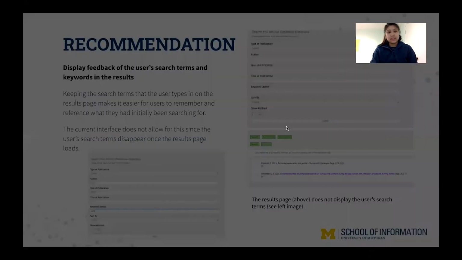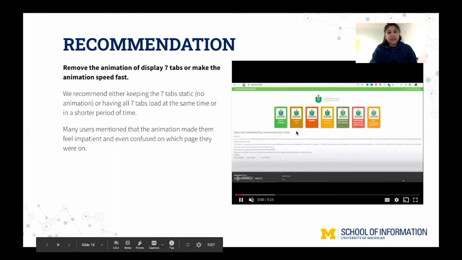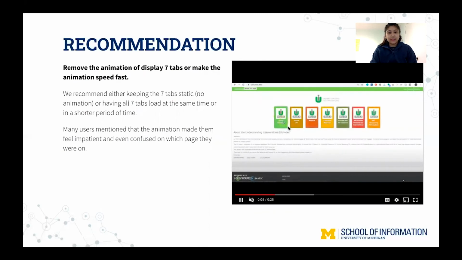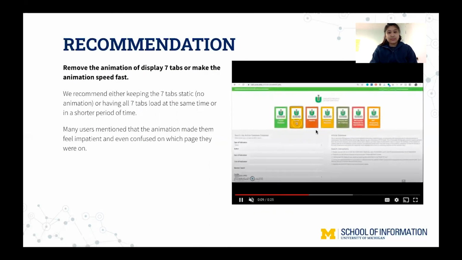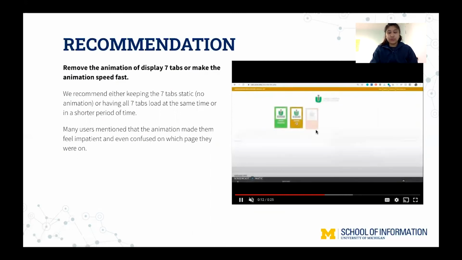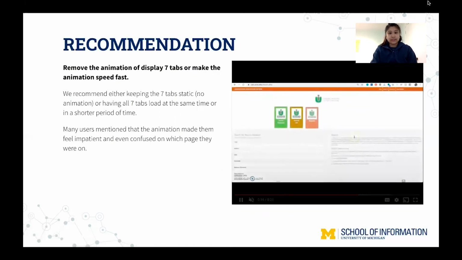not the case. And then lastly, we recommend that removing the animation of the 7 display tabs, as you can see on the right in the video, or even making the animation faster can help improve the user experience of the UI index based on our tests.